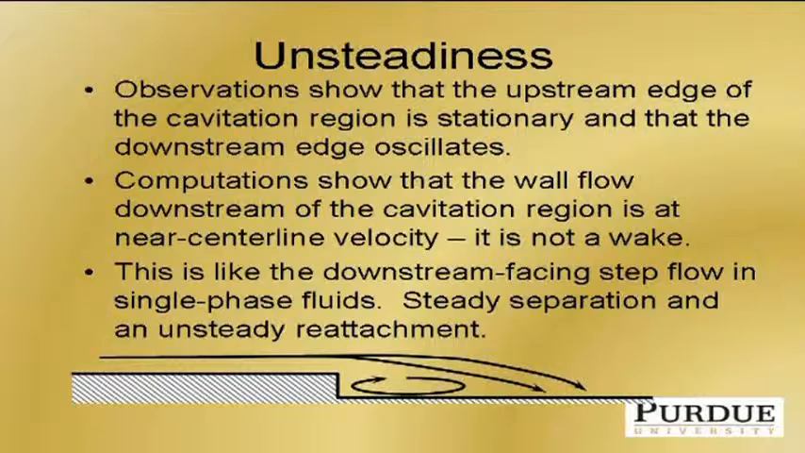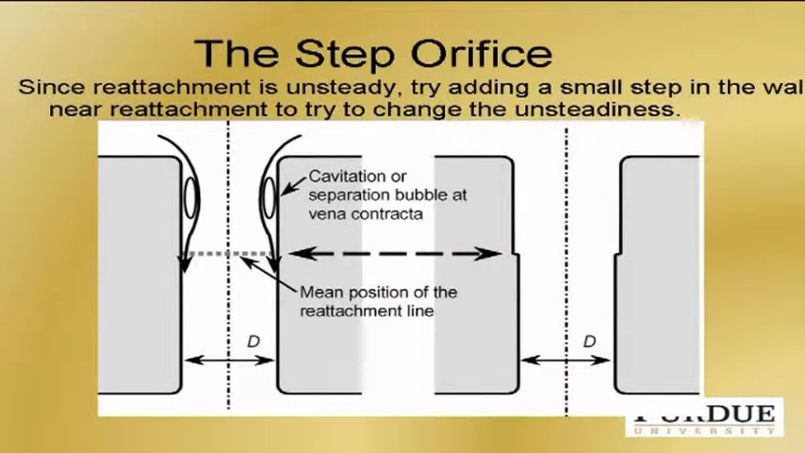And so this is, and then I mentioned it's like a reattachment flow. It's not like a wake. And so we thought this is like the downstream facing step flow in single phase fluids, steady separation, unsteady reattachment. Talked to some folks working in that field in aerodynamics and said, what would you do to make that reattachment flow less steady? What would you do to make it more chaotic? And the answer was you'd put a small upstream facing step at about the mean position of the reattachment line.